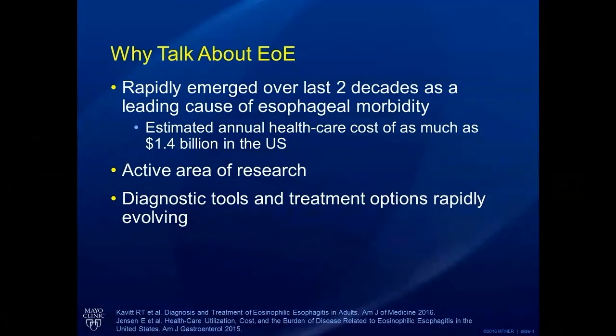So it's rapidly emerged over the last 2 decades as a leading cause in esophageal morbidity, and it's been estimated up to $1.4 billion in cost annually in the U.S. has been accrued in this disease. It's an active area of research, and there are lots of diagnostic tools and treatment options that are rapidly emerging. In addition, for those of us who pull call, this is now the leading cause of food bolus impaction in young adults, so that's something to keep in mind.